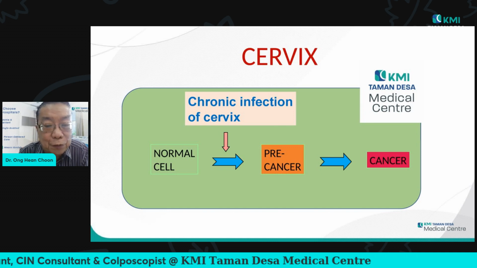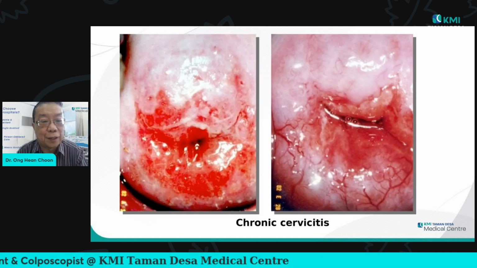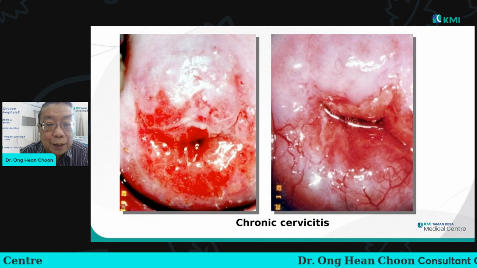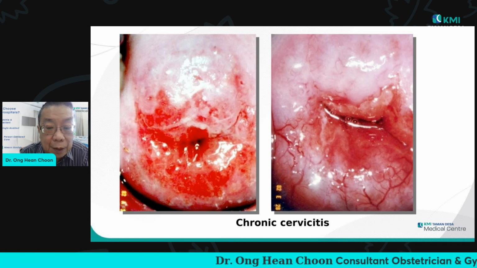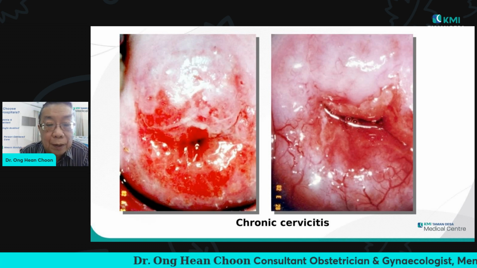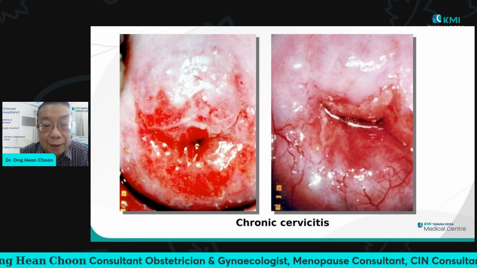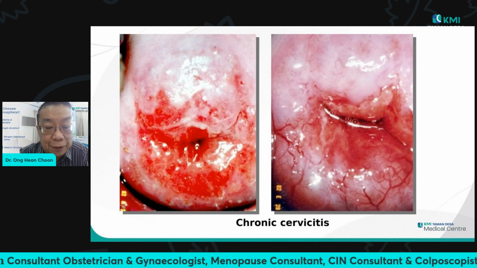So I'd like to say a few words about this infection. Here you can see chronic cervicitis, very angry looking. It is typical, actually. These are what we call the Nabothian follicles that happen on the cervix. So this typical picture is obvious. This is the picture of chronic cervicitis.